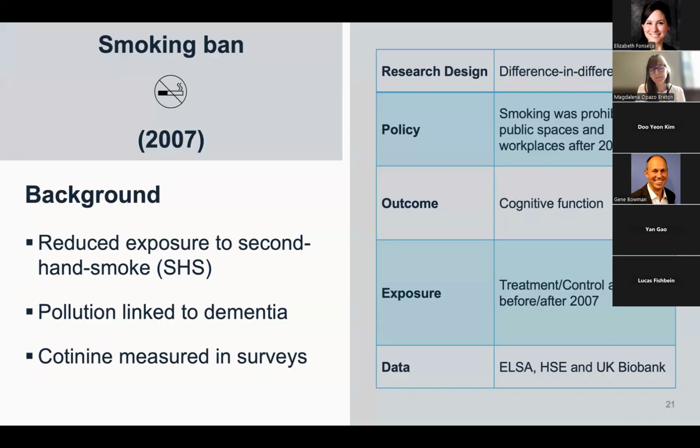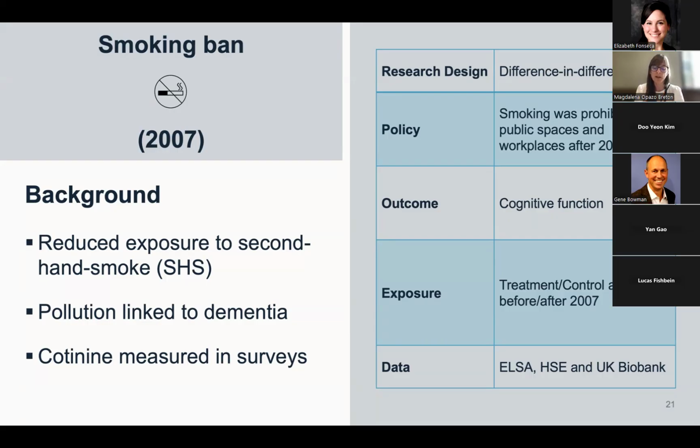Now the smoking ban, which started in 2007. There's no evidence that the smoking ban in the UK reduced smoking, but there's evidence that it reduced exposure to secondhand smoke, and secondhand smoke is pollution, and pollution is linked to dementia. So that's the link I've made to study the smoking ban. And cotinine is a biomarker for secondhand smoke exposure, and it's available through different surveys in the UK. So I have designed a difference in difference model again.